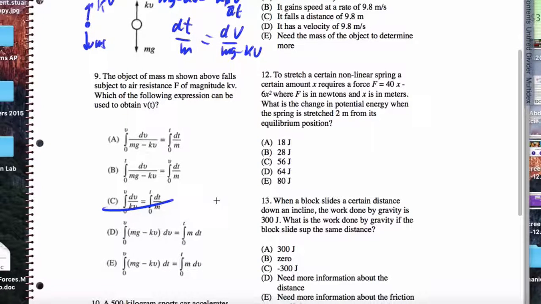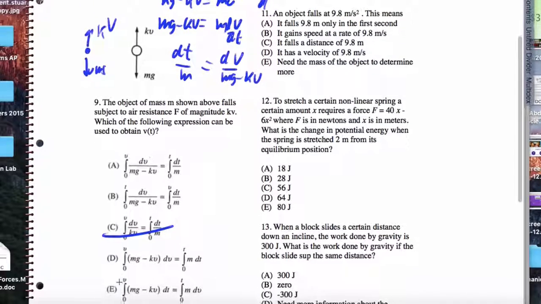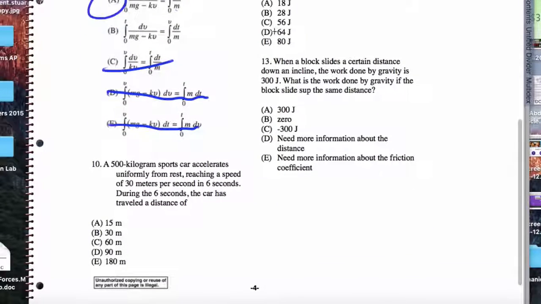So none of these work. Well, that one doesn't work. Let's see, mg minus kv dv. Nope, that's not going to work. Those endpoints are wrong, so we're left with these two. So we need to integrate from 0 to t on the t side and 0 to v on the v side. So A is the only choice.